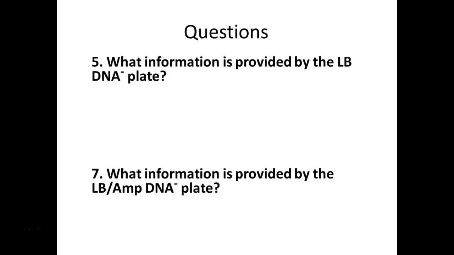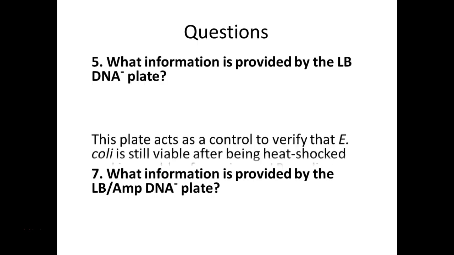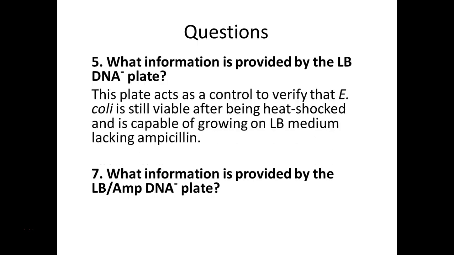So what information do those DNA minus plates give us? Why are we not adding DNA to one of the tubes and plating it? What is it for our experiment? It's our control. In this case, as it implies, our negative control, right? It helps us verify that with the heat shock too, we didn't just kill everybody, that they can survive this process and they can grow on this media.